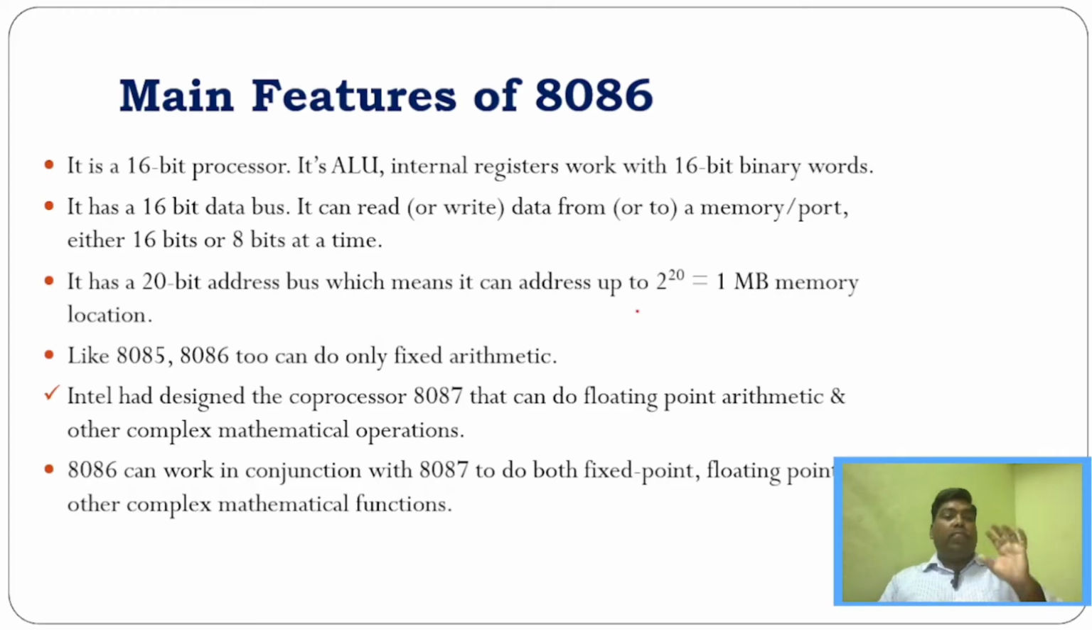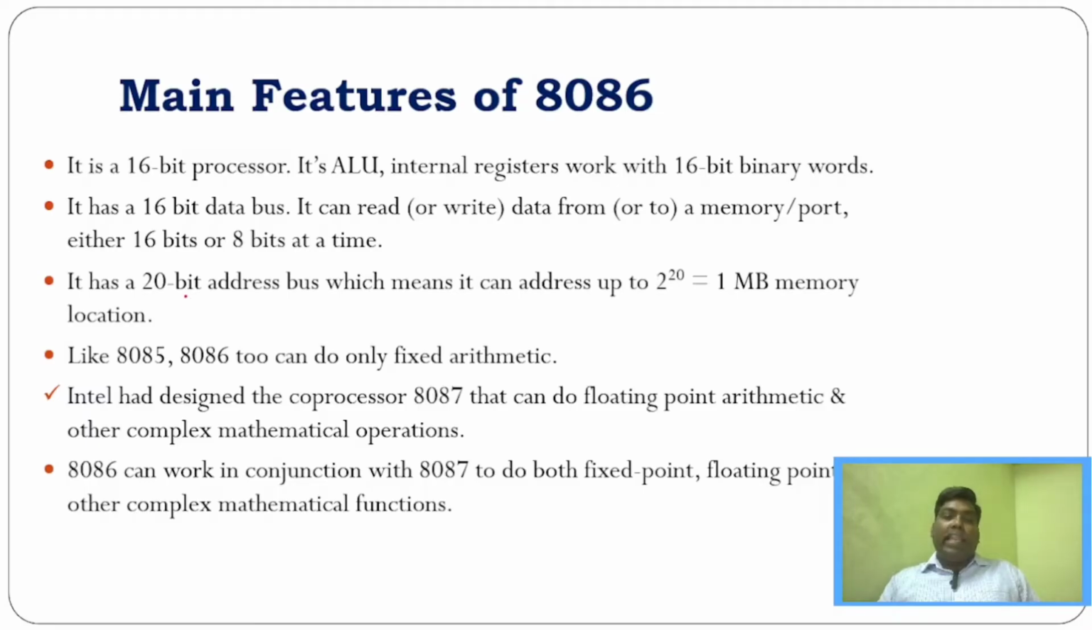Coming to the important features, as I said, it is a 16-bit processor where all the registers are 16-bit registers, and it has a 16-bit data bus which can read and write to the memory or IO port. And we can use either 16-bit or 8-bit. That is a very important feature of 8086.